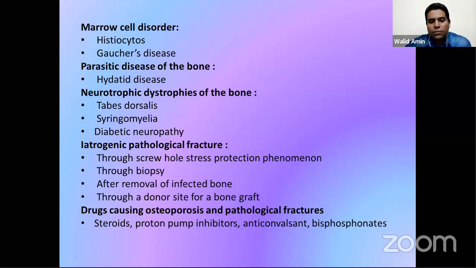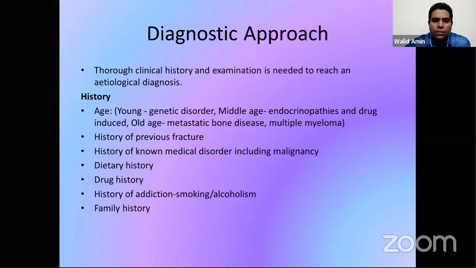For the diagnostic approach, it is the most important step for the diagnosis of these fractures, as this is the pathway we can follow to differentiate and to know this is a pathological fracture, as this is totally different in management than an ordinary traumatic fracture. So the clinical history and examination are needed to reach an etiological diagnosis. You should reach an etiology.